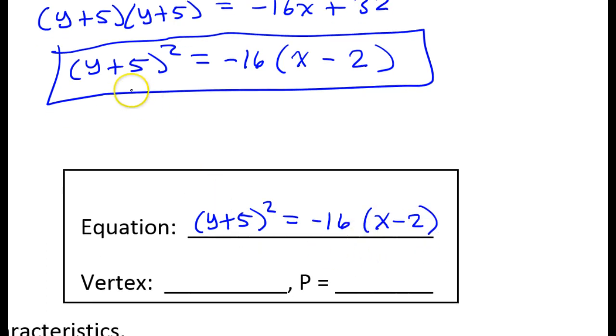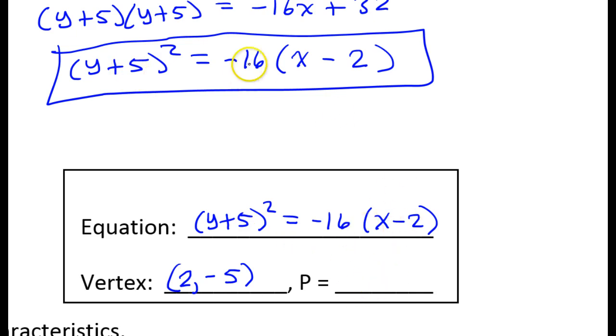Okay, the vertex will be the opposite of these two numbers, but you must be careful. This one is not in the right order. I can't just go negative 5, positive 2, and that's my vertex. The x-coordinate of my vertex must come from the x part of the equation. So I will have a positive 2 because of the negative 2. Because of this positive 5, I will have a negative 5, but the y-coordinate of my vertex must come from the y part of the equation.